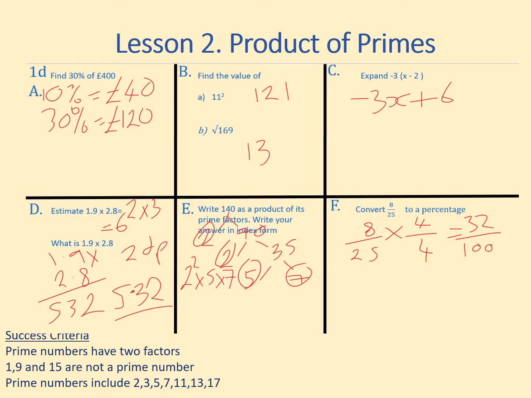Okay, here are the answers. So you should have got 2 squared times 5 times 7 for E. And C was a bit tricky. Minus 3 times x is minus 3x. And then you've got minus 3 times minus 2. Two signs that are the same, minus 3 and minus 2. Minus 3 times minus 2 is positive 6. Pause the video while you finish marking these questions. Remember to mark in green.